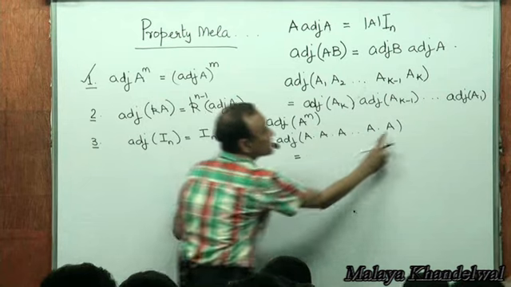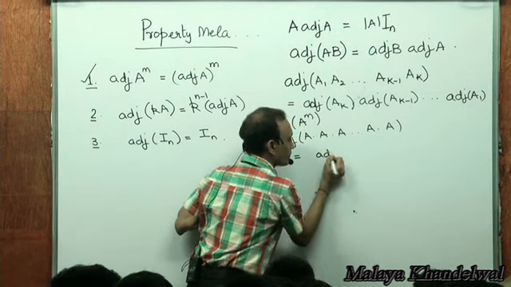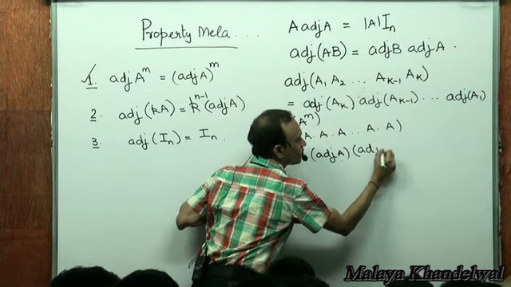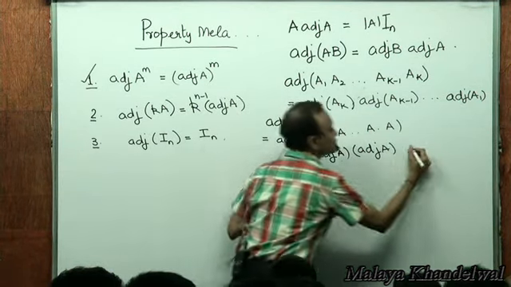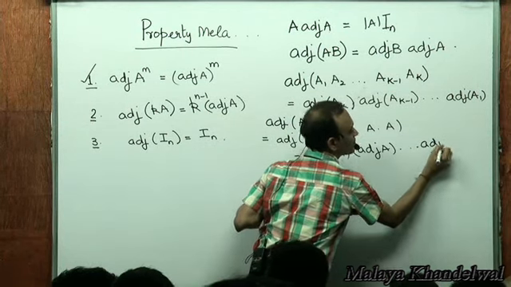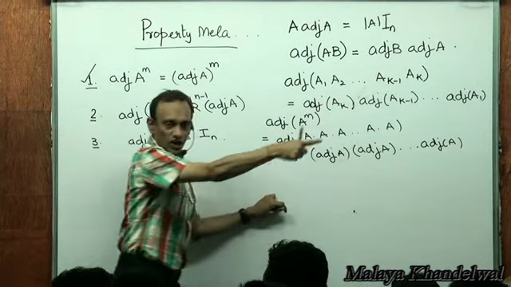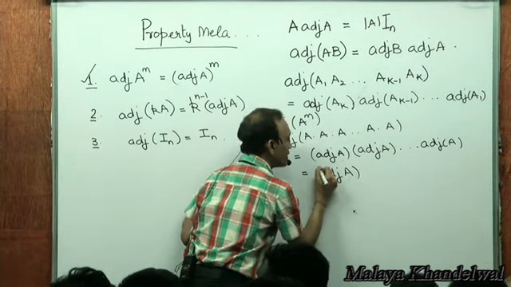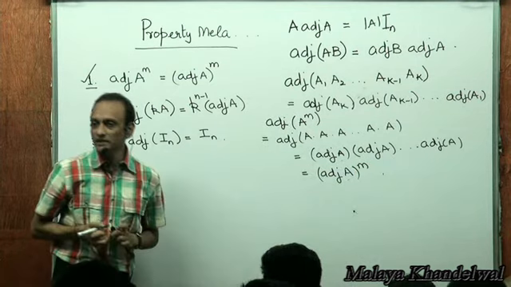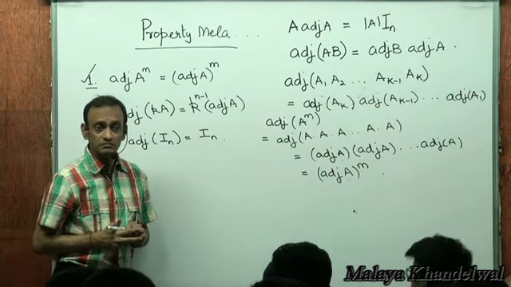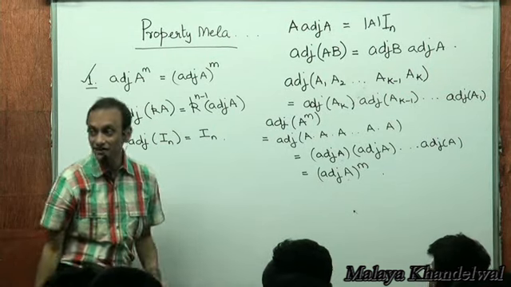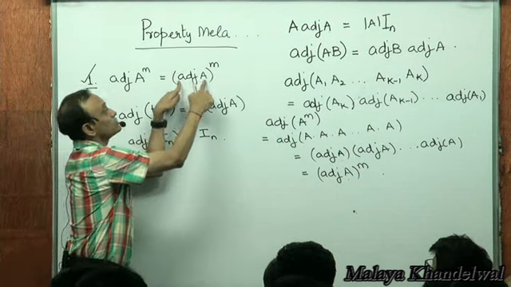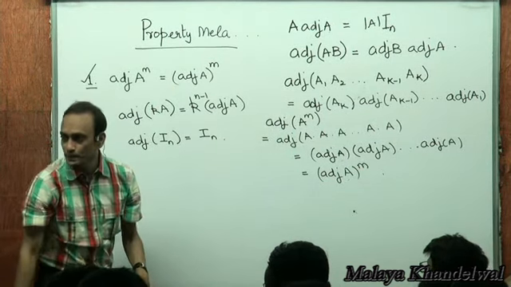going to be adjoint of this A into adjoint of this A, and going this way up to adjoint of the last A, which is M times. Which is adjoint A to power M. So simple, isn't it? It was within reach, isn't it? So, want to remember this property: adjoint of A power M is adjoint A whole to power M. Sounds good?